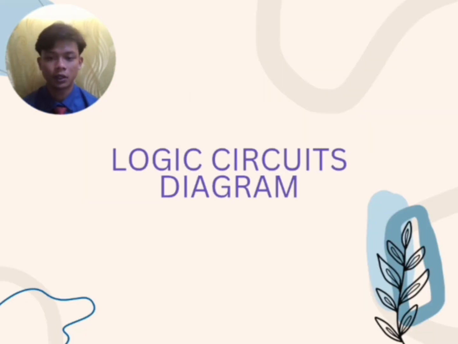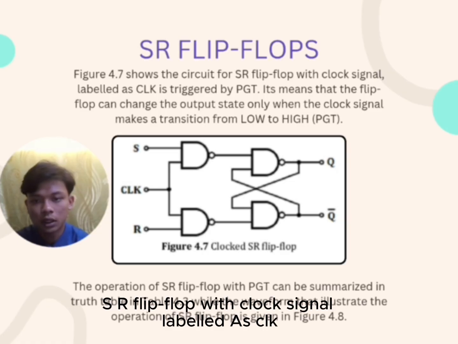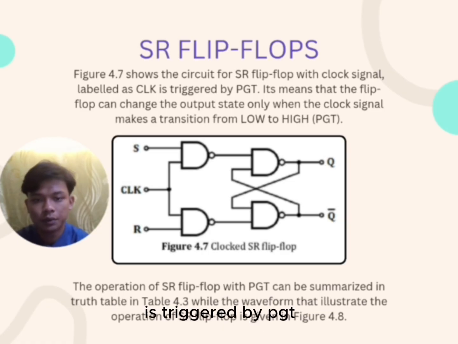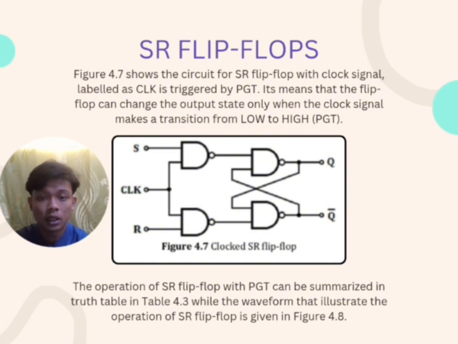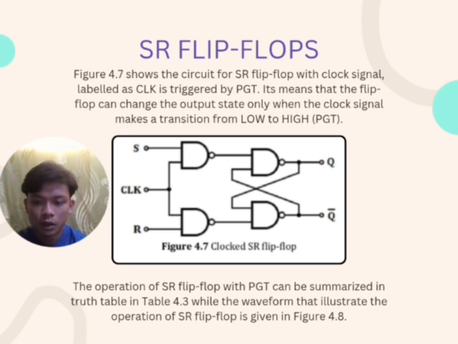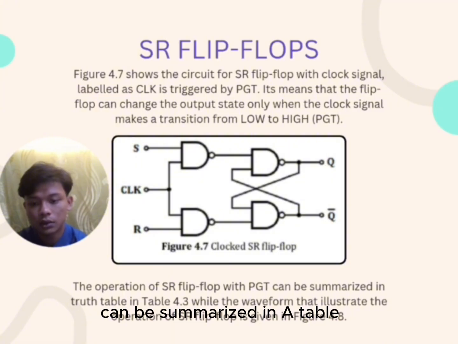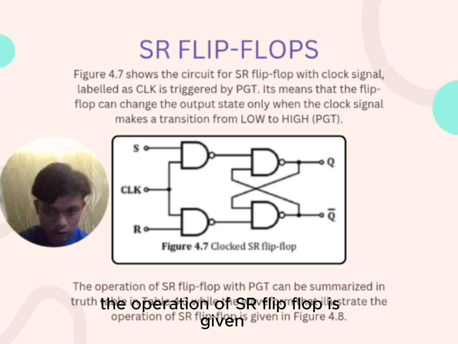Now I am going to explain the logic circuit diagram. This is the SR flip-flop. The SR flip-flop with clock signal labeled as CLK is triggered by PGT. It means that the flip-flop can change the output state only when the clock signal transitions from low to high. This is a figure for the clocked SR flip-flop. The operation of the SR flip-flop with PGT can be summarized in a truth table, where the waveform that illustrates the operation of the SR flip-flop is given.